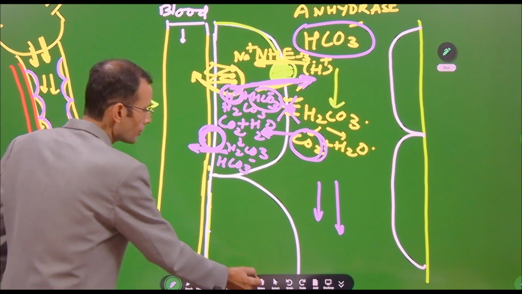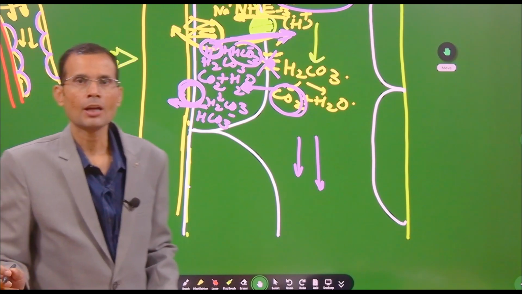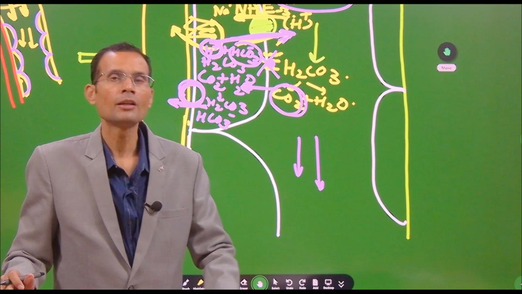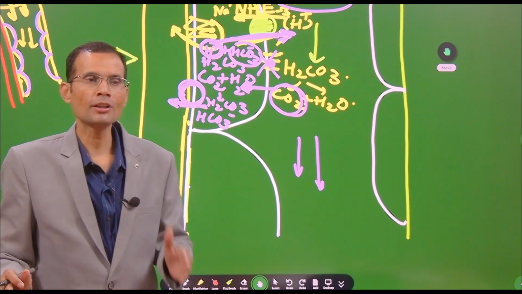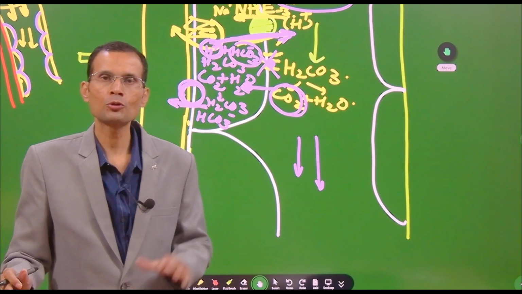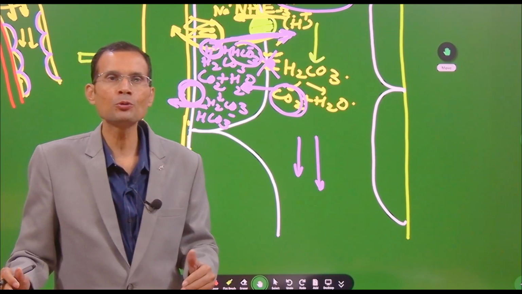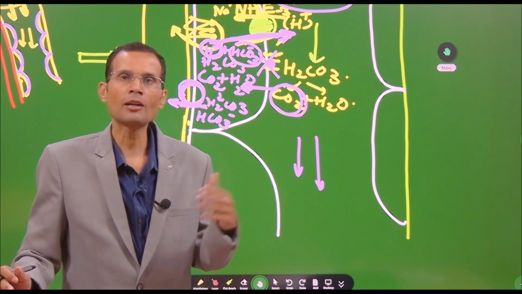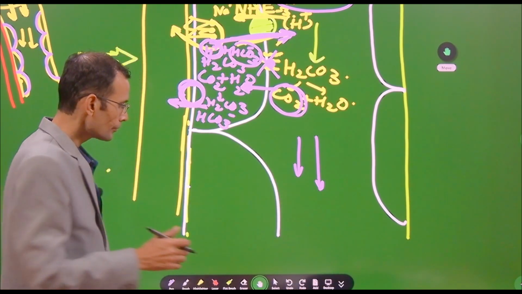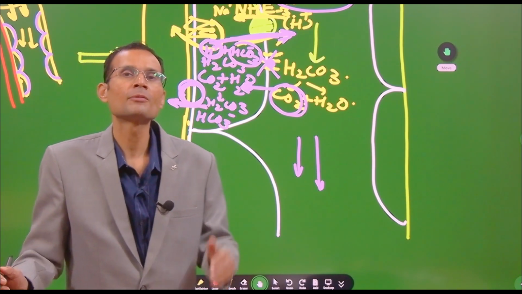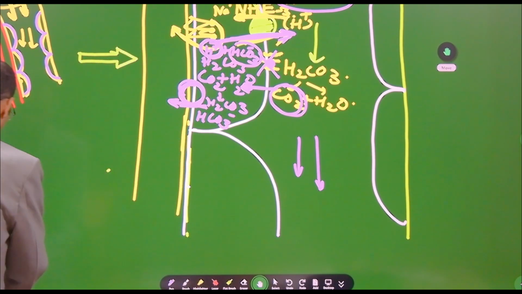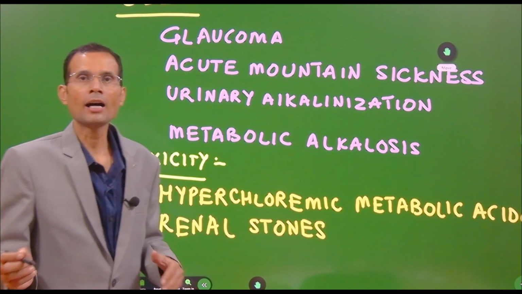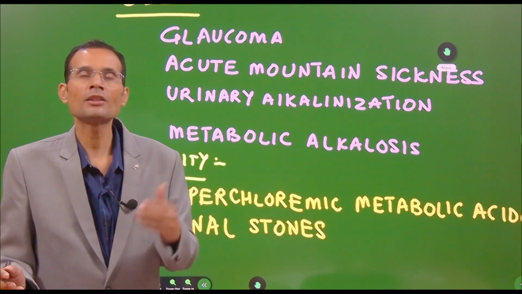But this is a very weak action. Therefore, acetazolamide is said to be a weak diuretic because it does not increase water output into the urine that much. So nowadays it's not used as a main primary diuretic for serious conditions like heart failure or edematous conditions. So the question is, what is it used for? Acetazolamide or carbonic anhydrase inhibitors are used for some other conditions.